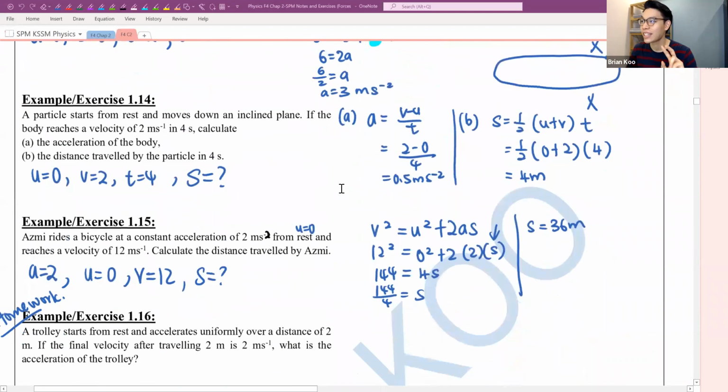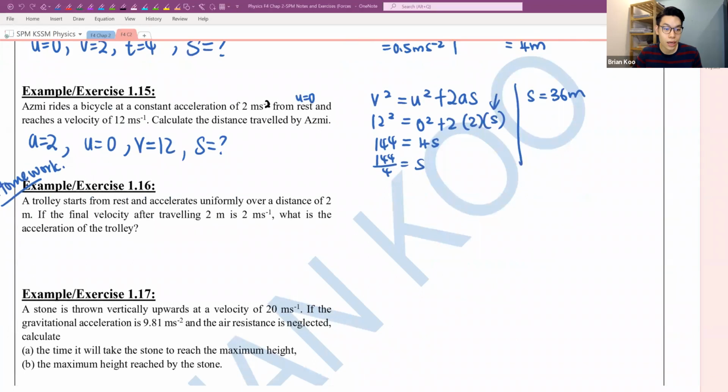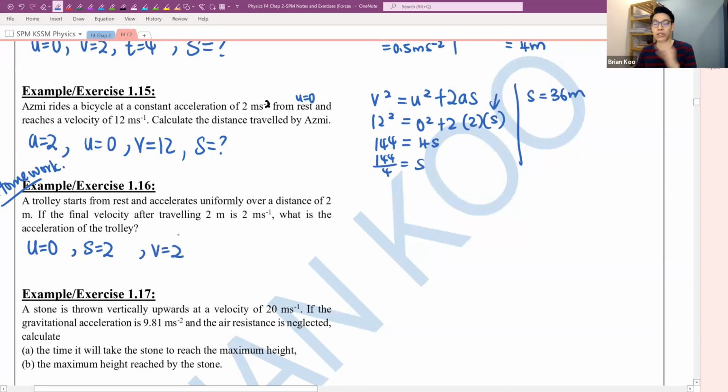V is final velocity. Okay, so back to this question 1.16. A trolley starts from rest. From rest, that means the beginning part is 0 meters per second. Accelerates uniformly over a distance of 2 meters. If the final velocity after traveling 2 meters is 2, final velocity is 2. If you write V equals 2, make sure V represents final velocity. That's just what I want to point out. What is the acceleration of the trolley?